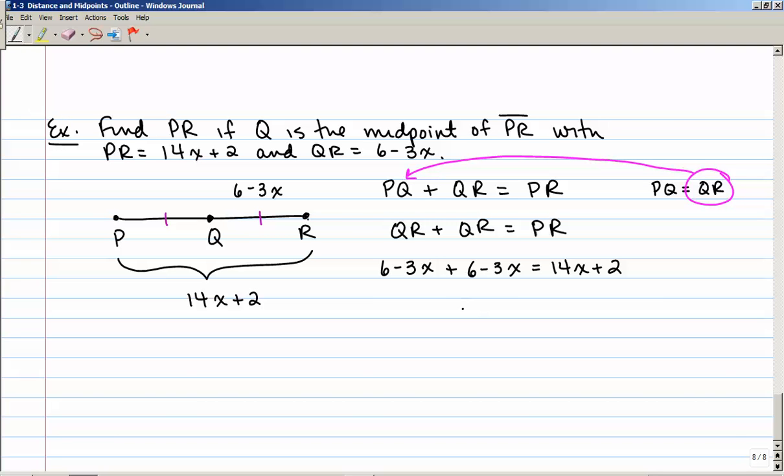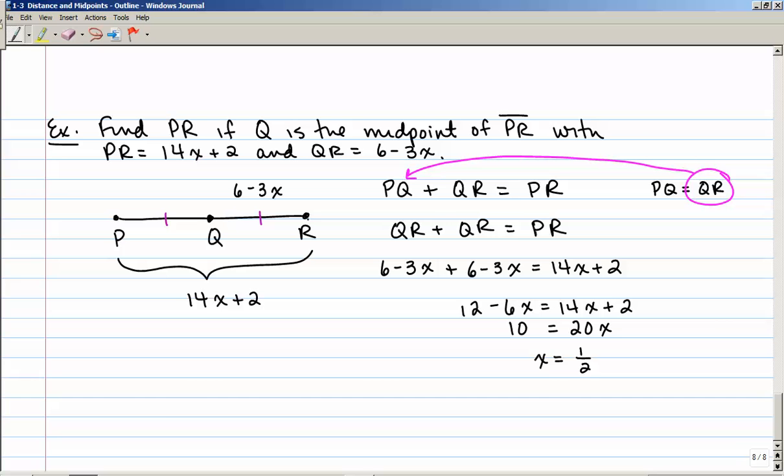Okay, so let's clean things up a little bit here. 12 minus 6x equals 14x plus 2. Adding 6x to both sides, and subtracting 2 on each side, and then dividing both sides by 20. I don't need to write that out. x is equal to 10 over 20, or 1/2.